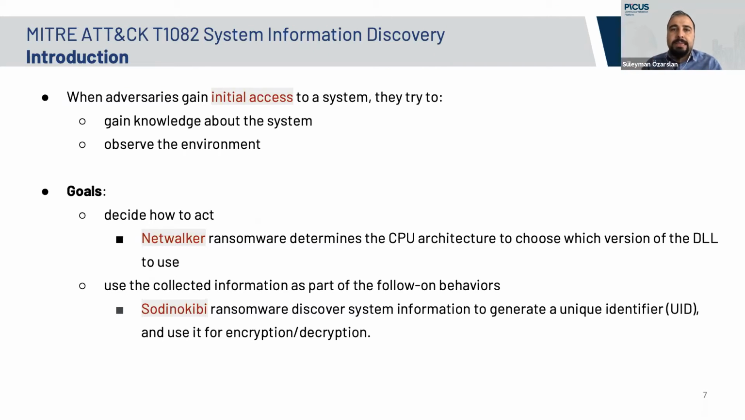For example, the NetWalker ransomware determines the CPU architecture, for example x64 or x32, to choose which version of the DLL to use. Another goal is using the collected information as part of follow-on behaviors. As an example, Sodinokibi ransomware discovered system information to generate a unique identifier, and it used this unique identifier for encryption, decryption, and also command and control communication.